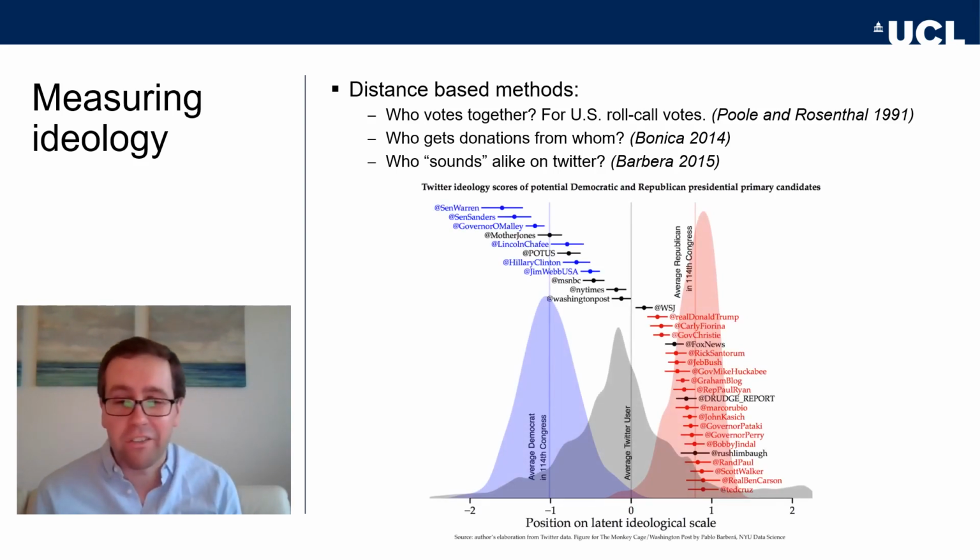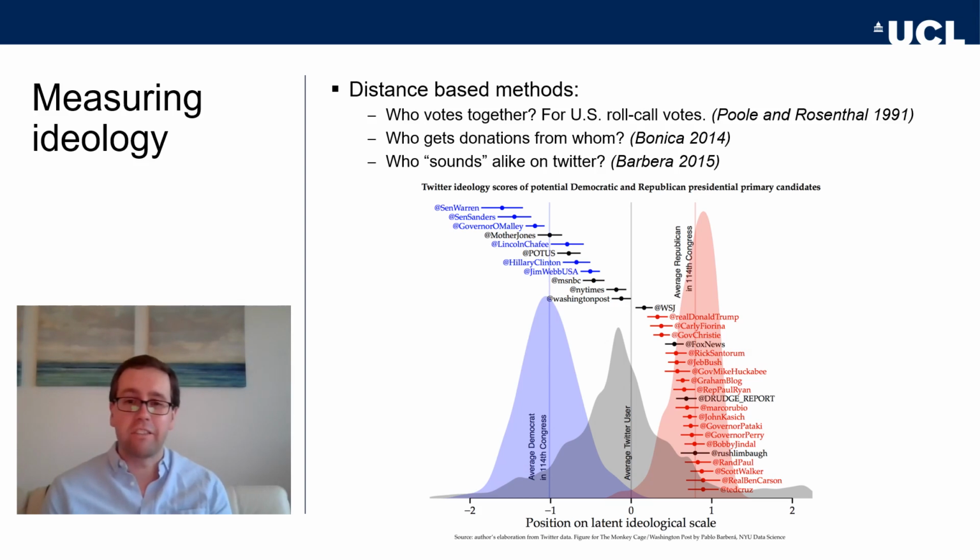So this is from the 2016 election. I haven't seen an updated version for 2020, but for the 2016 election, this is a nice example of where politicians are located based on their Twitter score. It is possible to recover something that very much looks like what we would expect in terms of ideological distribution. The average Twitter user is in the middle here, the gray distribution, and you have Republican congressmen on the right and Democratic members of Congress on the left, and you have the estimates for the individual Twitter accounts.